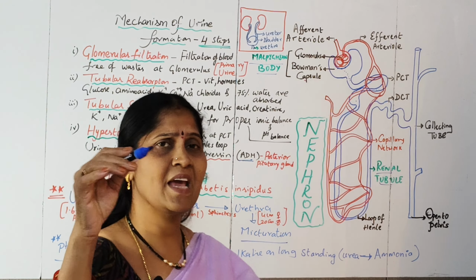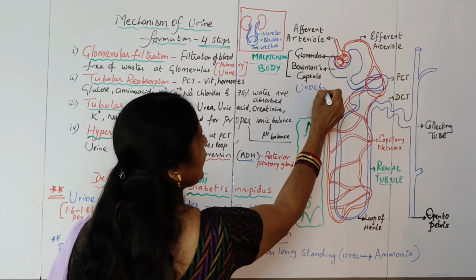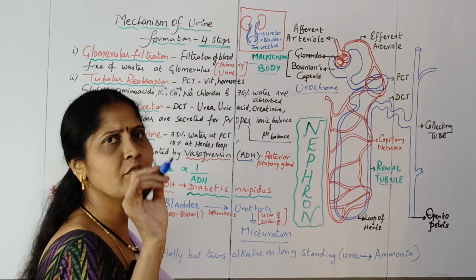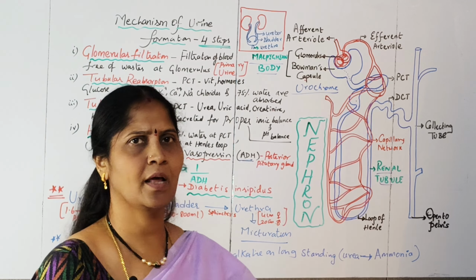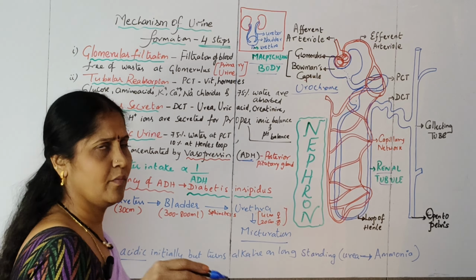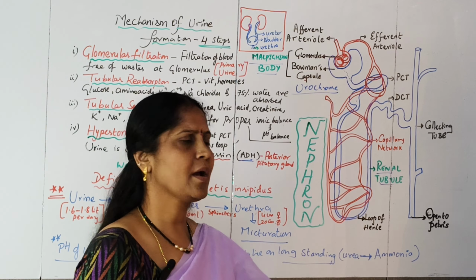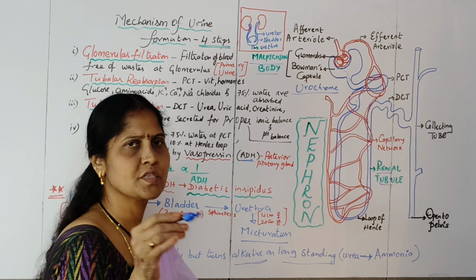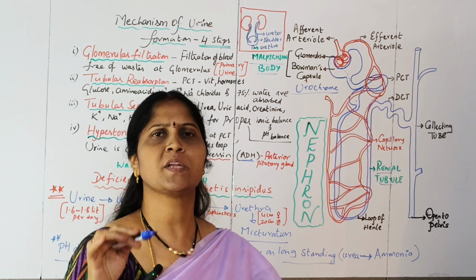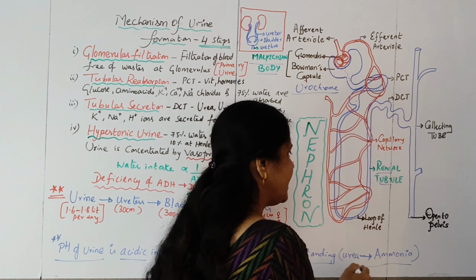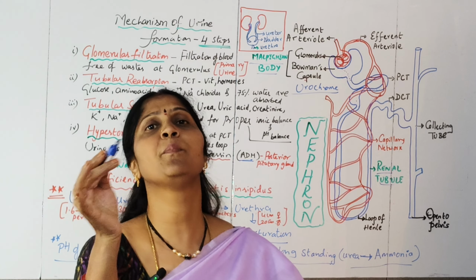Our urine is yellowish in color due to the presence of a pigment called urochrome, which is formed by breakdown of hemoglobin. This imparts color to the urine. Our urine is acidic when you are releasing it out, but after a period of time on long standing, it becomes alkaline, because the urea present in our urine, upon long standing, gets converted into ammonia. That's why our urine changes its nature from acidic to alkaline after a period of time.